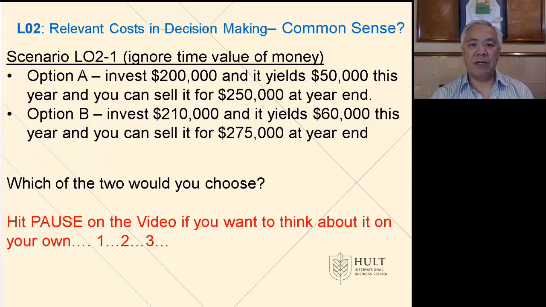Learning objective 2: how do we use relevant costs in decision making? And again, we're going to be doing a lot of scenarios and hopping in and out of Excel later on as well. But let's look at this.